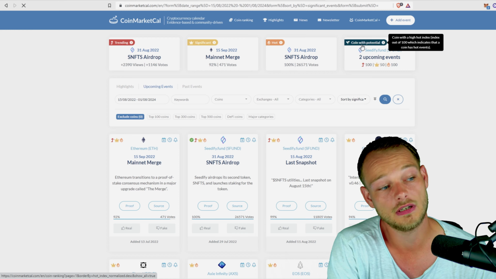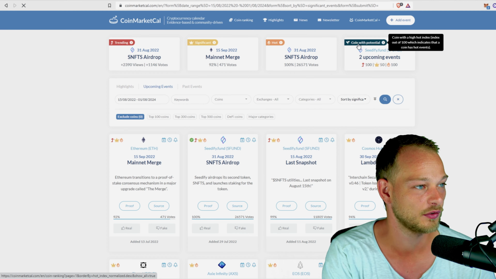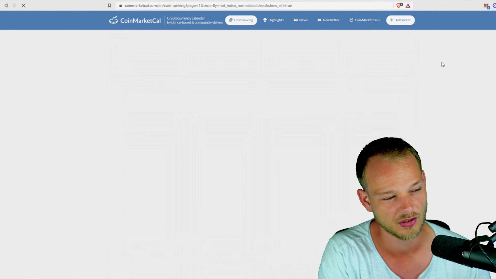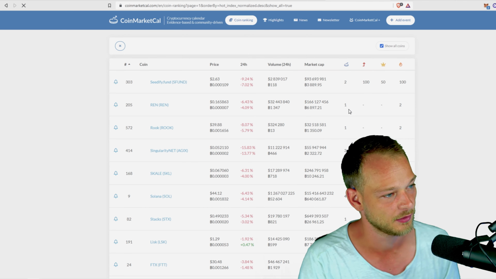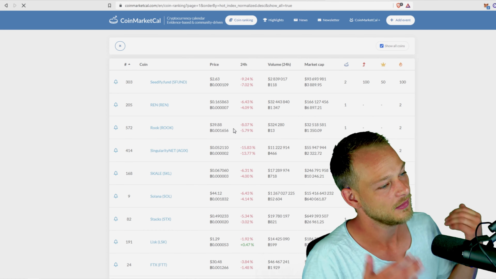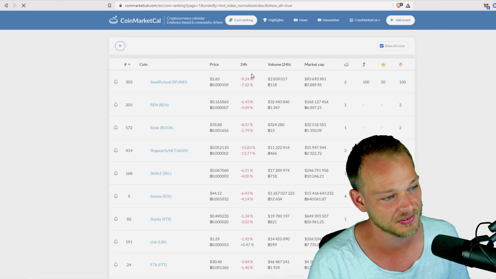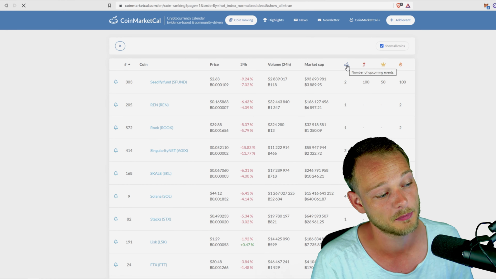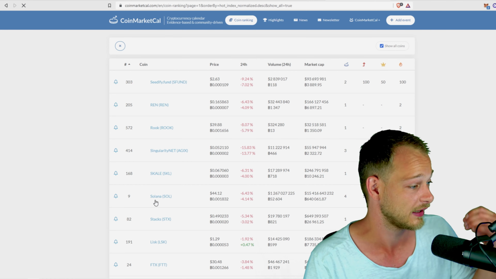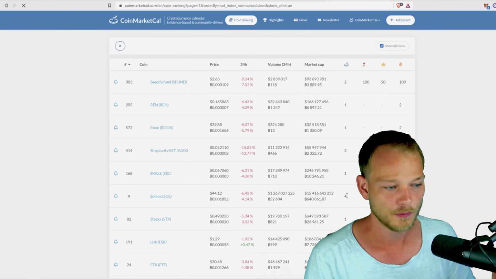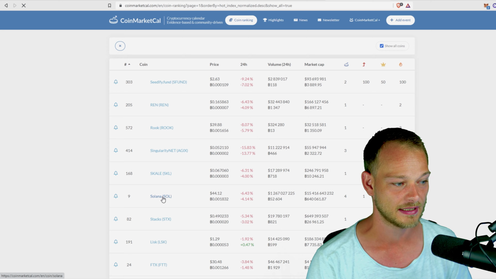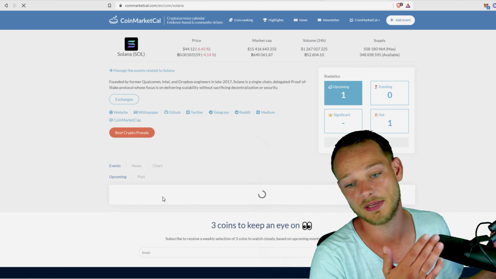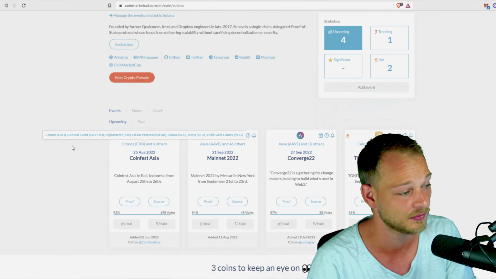Coins with potential, I really like that. If we take a look at coins with potential and we click that, it takes some time to load sometimes, but here we see coins with potential. And this is pretty cool, because here you can also see the number of upcoming events, right? So if we take a look at Solana, for example, 4 upcoming events. So if we click on Solana, it takes us to the Solana page, and you can see all the upcoming events for Solana.